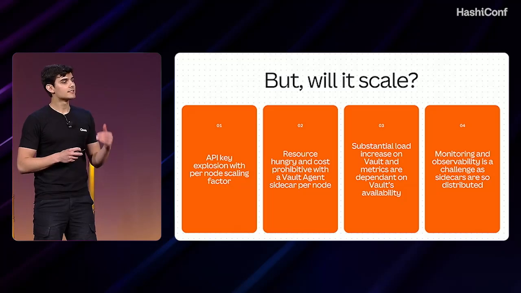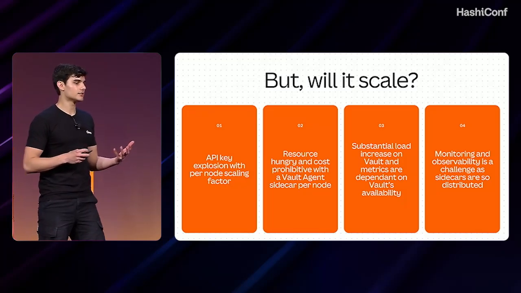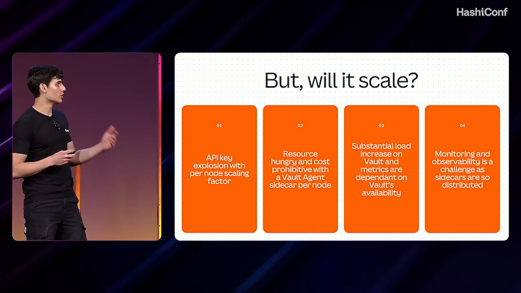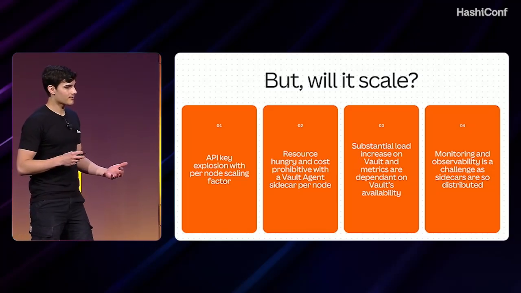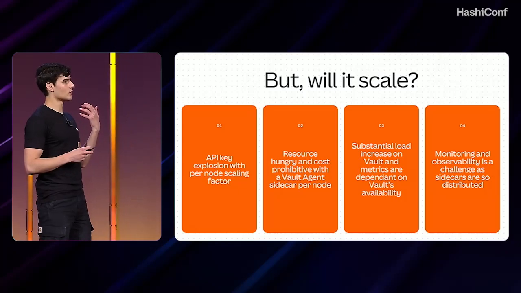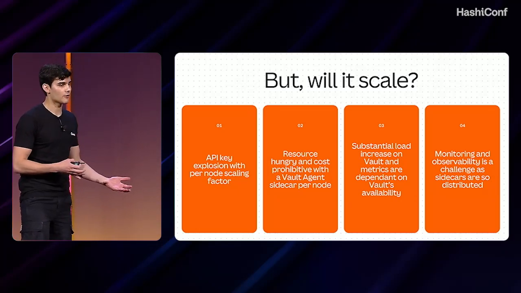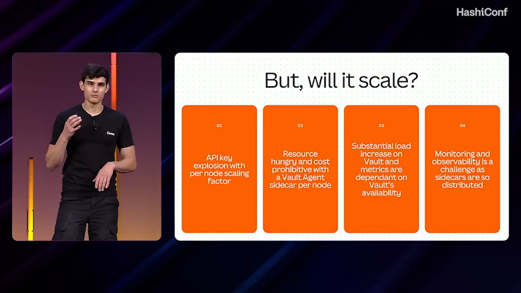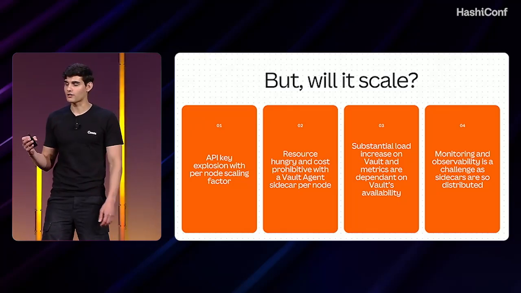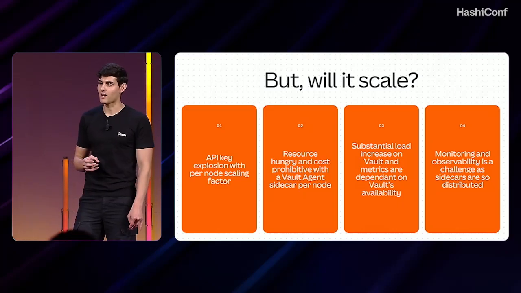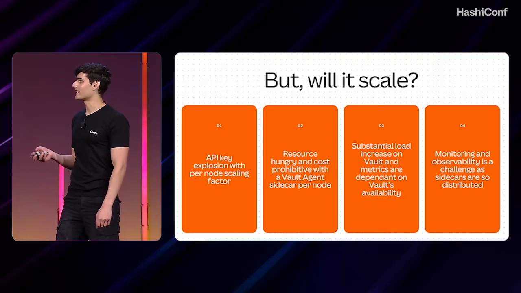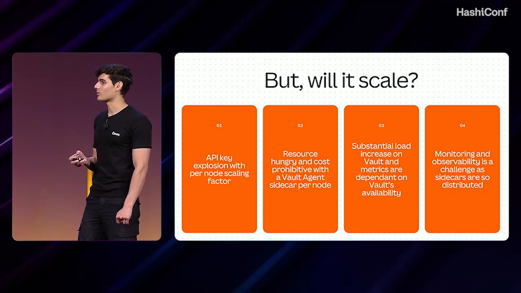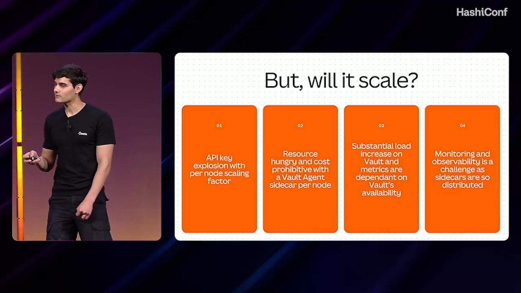Secondly, this approach is really resource hungry and cost prohibitive with a Vault agent sidecar per node. I was going to try and do some maths for this, but even if we were to assume a very conservative vCPU request for each Vault agent container, the resources required and therefore cost very, very quickly add up. And I'm quite confident that if we were to go with this approach, we'd have our FinOps team knocking on our door very, very quickly.